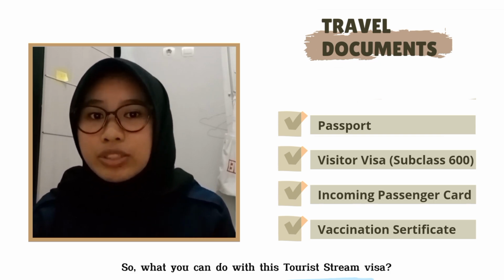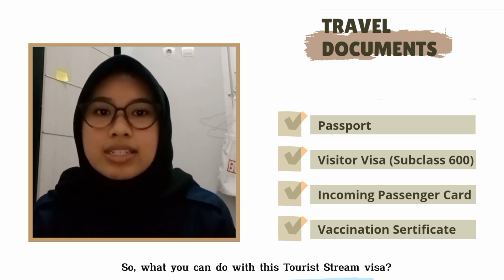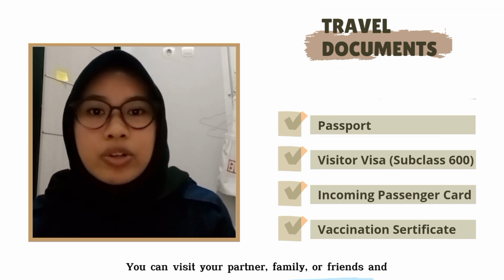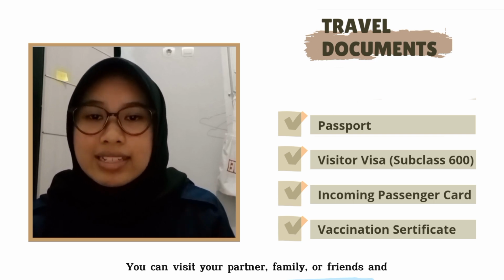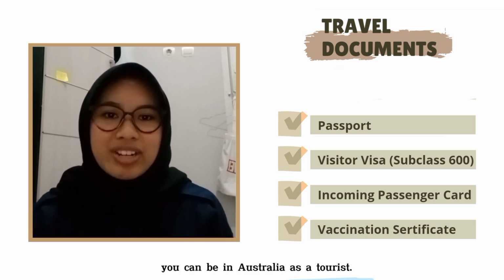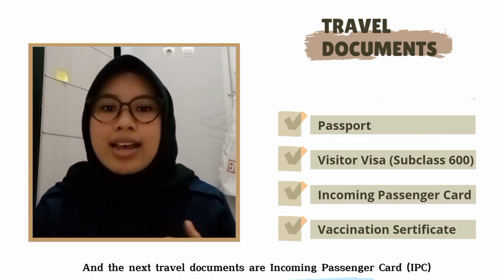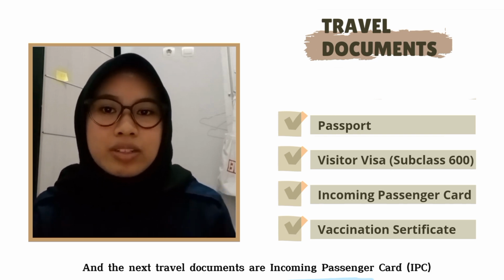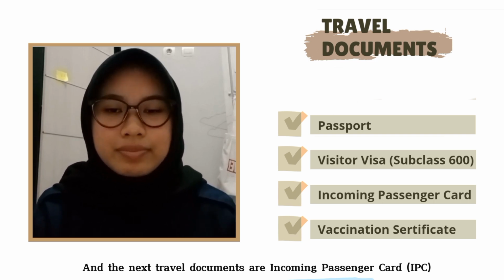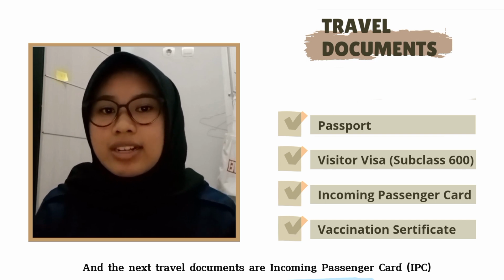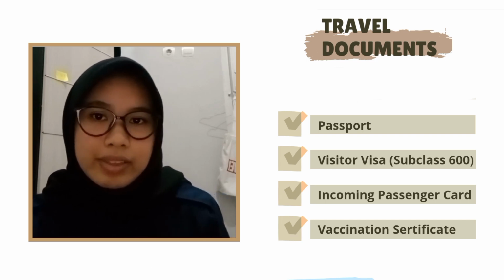So, what can you do with this tourist stream visa? You can visit your partner, family, or friends, and you can be in Australia as a tourist. And the next travel documents are incoming passenger card or IPC.